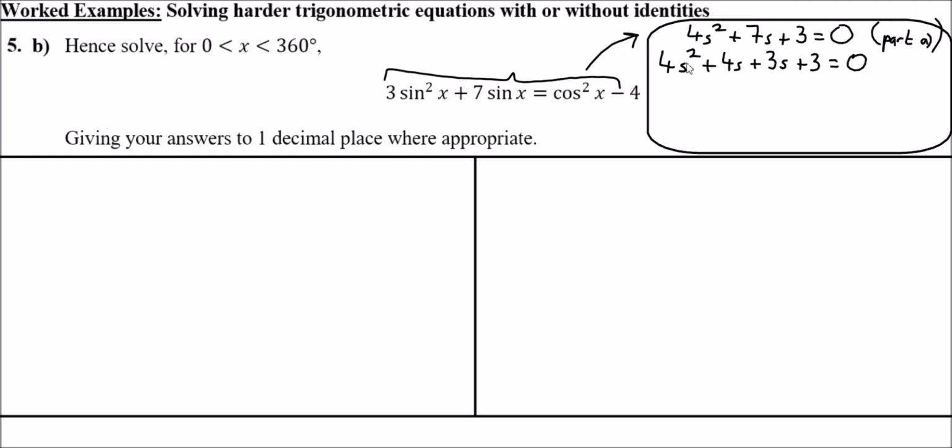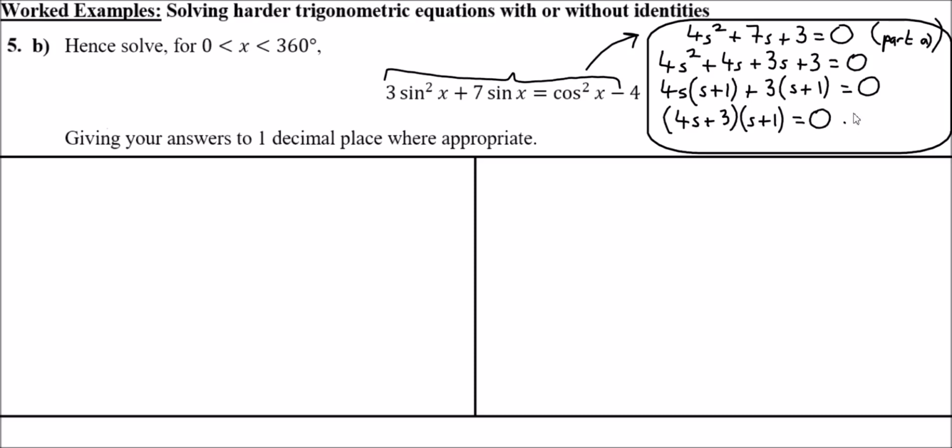We can now factorise this into two parts. So these two terms have a common factor of 4s. So we get 4s brackets s plus 1. These two have a common factor of 3. So we're going to get plus 3 lots of s plus 1 equals 0. We can now put the 4s and the positive 3 into their own bracket to arrive at 4s plus 3, brackets s plus 1, equals 0.